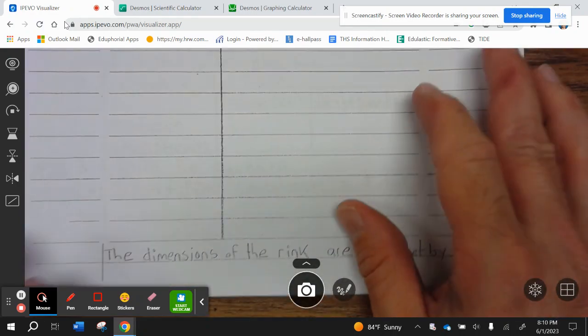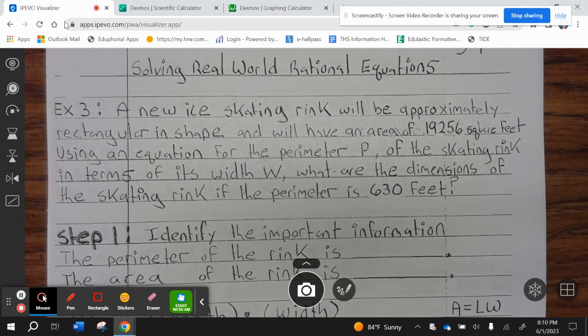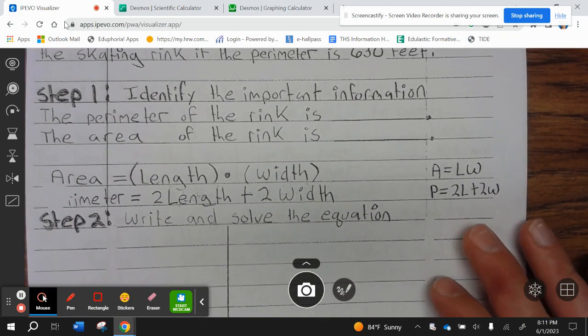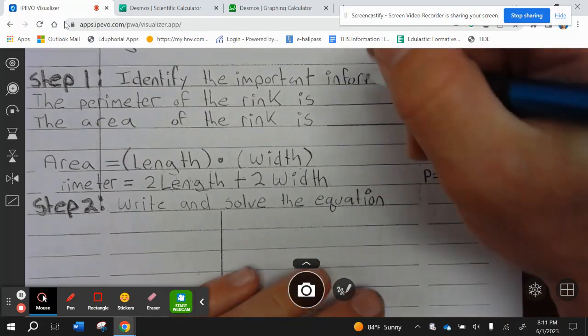Let's take a look at example 3. A new ice skating rink will be approximately rectangular in shape and will have an area of 19,256 square feet. Write the equation for the perimeter P of the skating rink in terms of its width W and find the dimensions of the skating rink if the perimeter is 630 feet. Identify the important information. So the perimeter is 630.